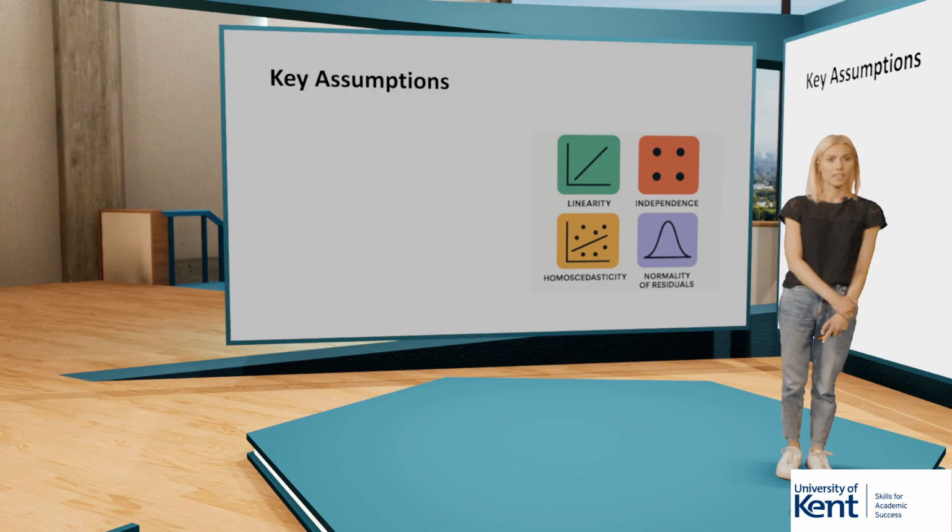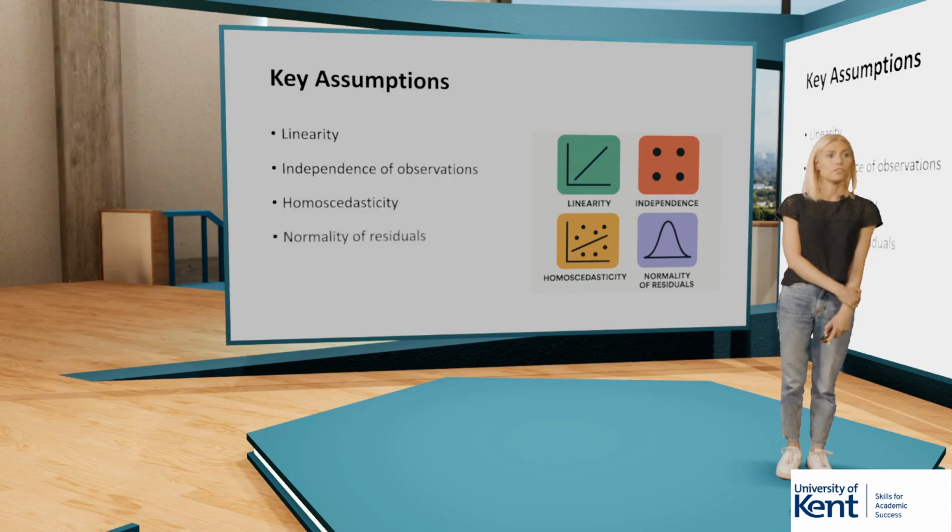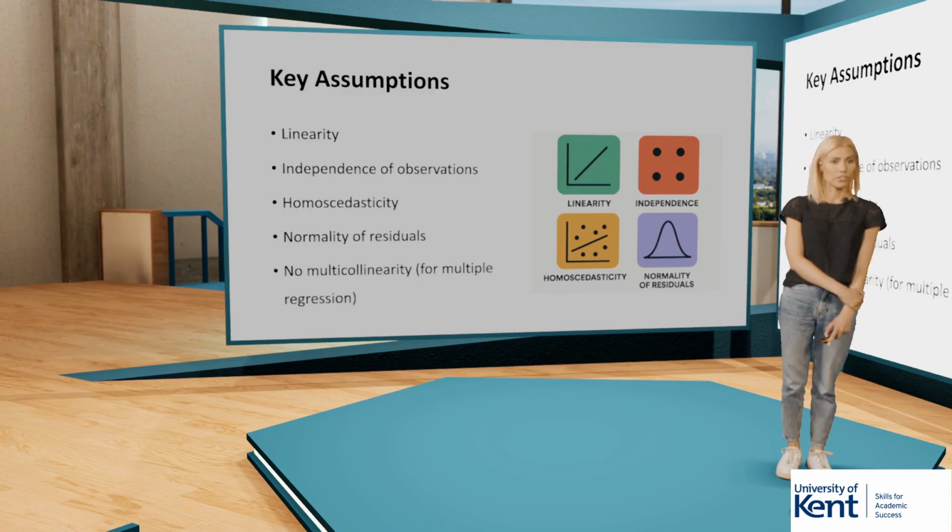It's important to check that certain assumptions are met. These are: the relationships must be linear, independence of observations, homoscedasticity, normality of residuals, and for multiple regression, we must avoid multicollinearity.